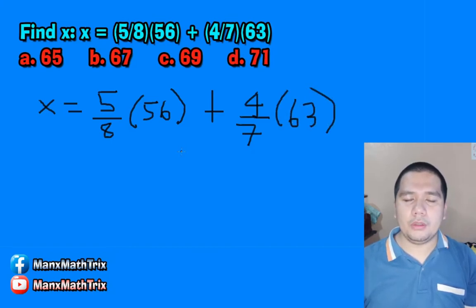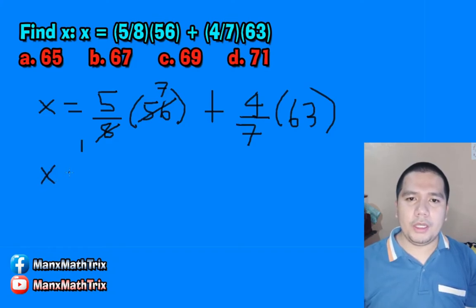So ang tamang gawin dito, para mas mabilis nyo masolve ang problem na to, since ang 8 and 56 are common multiples of each other, so therefore we can perform cross cancellation. 56 is a multiple of 8, therefore ang 8 pwede natin siya i-divide by 8, magiging 1 na lang siya, and then yung 56, pag dinivide natin sa 8, magiging 7 na lang siya. And then since 1 na lang ang denominator, pwede na natin i-multiply ang numerator. 5 times 7 is equal to 35.